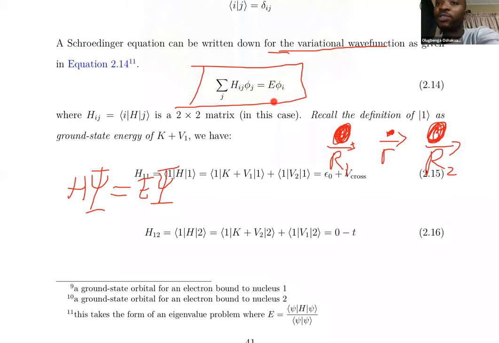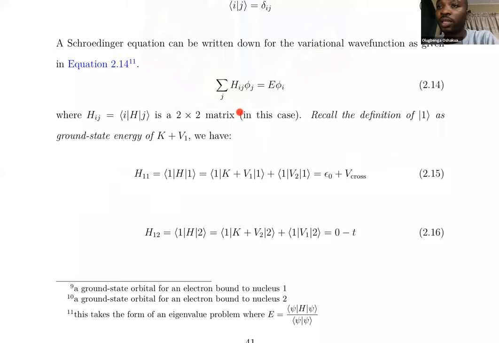From this, we form a matrix such that H11 is bra 1 H ket 1, equal to bra 1 K plus V1 ket 1 plus bra 1 V2 ket 1. And H12 will be similar to what you have for H11.